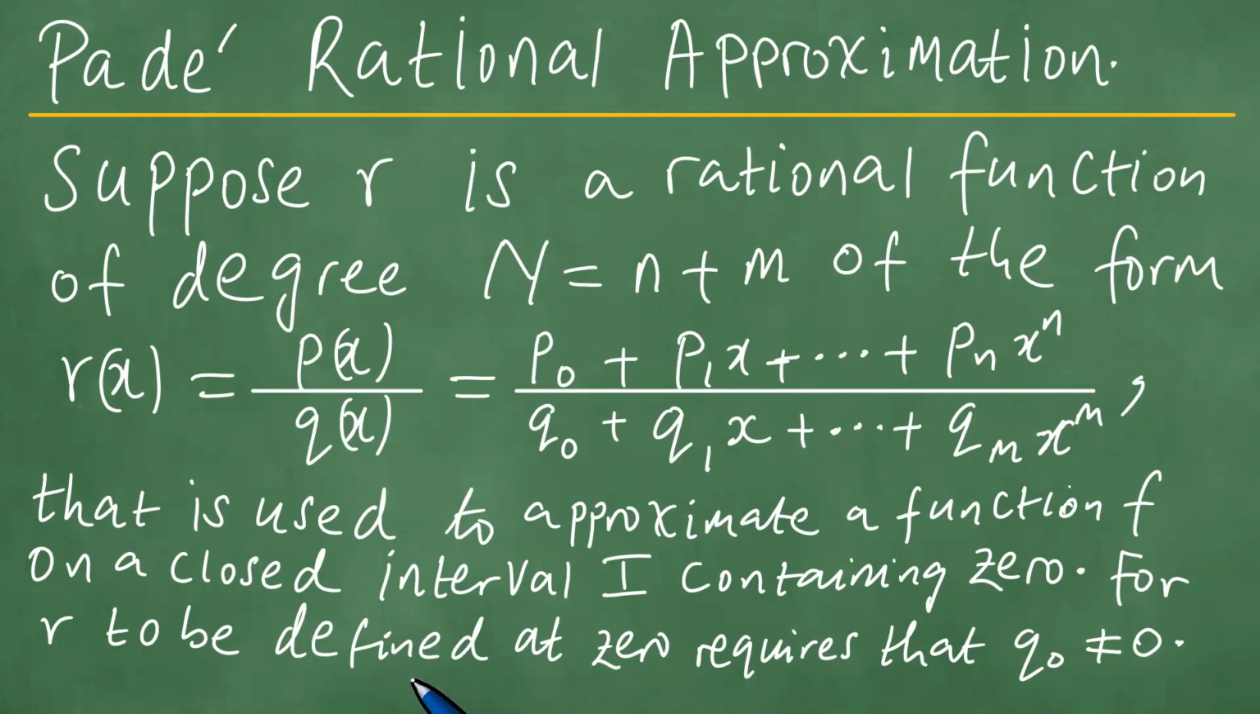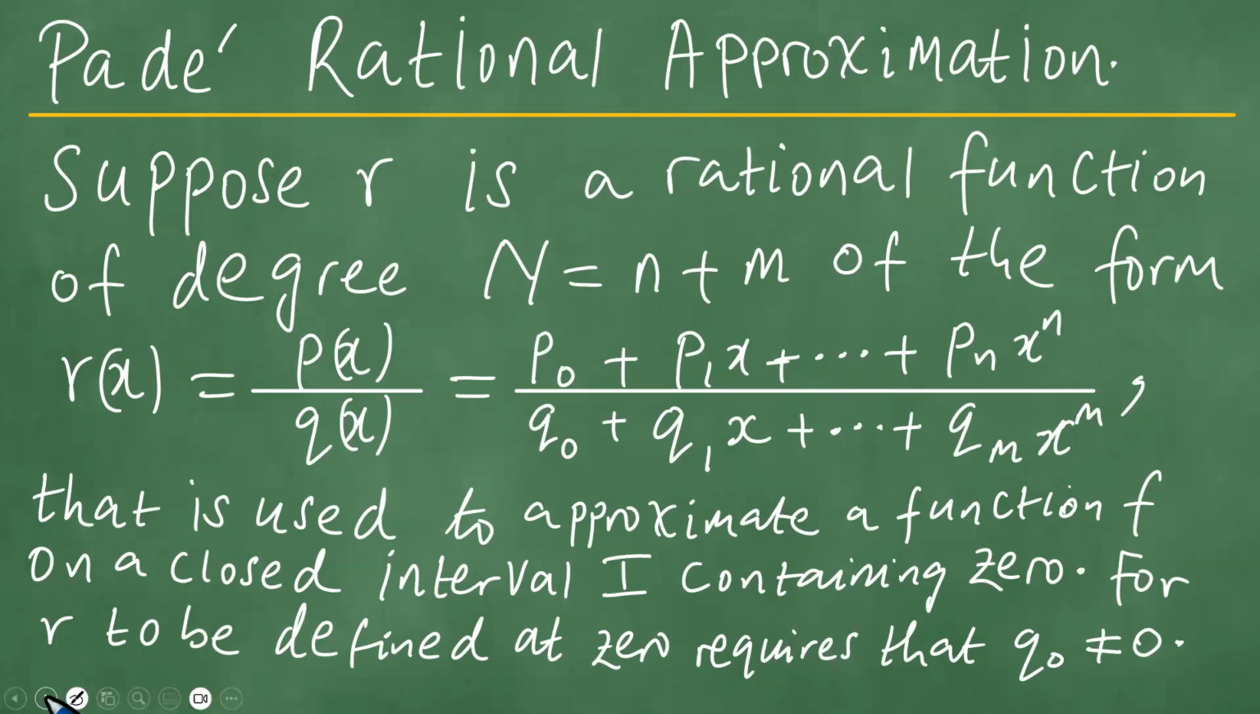For R to be defined at 0 requires that this constant be non-zero. We understand that the interval contains 0, and we are approximating the function f on a closed interval I that contains 0. So because the interval contains 0, if we make every x equal to 0 in the denominator, all these terms become 0, leaving us with q naught. To avoid division by 0, we require that q naught be non-zero, so that even if these become 0, we do not have division by 0.